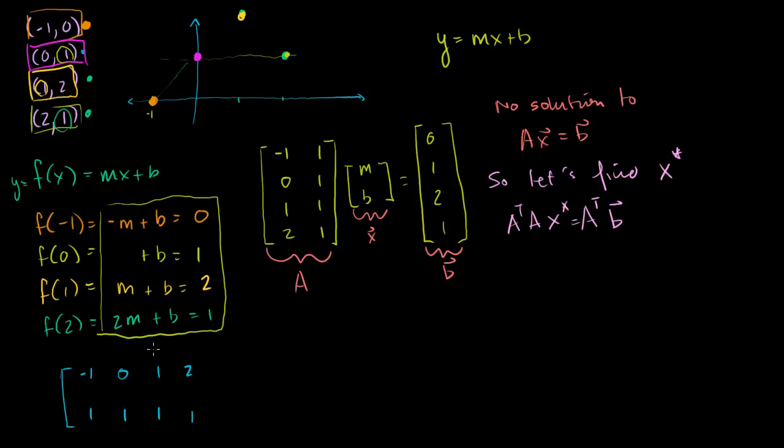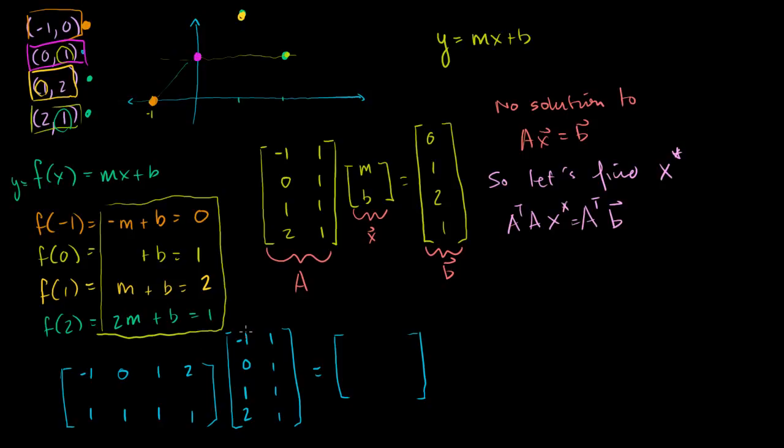This first column becomes this first row. The second column becomes the second row. So we're going to take the product of A transpose and then A. A is that thing right there, minus 1, 0, 1, 2, and then we just get a bunch of 1s. So what is this equal to? We have a 2 by 4 times a 4 by 2, so we're going to have a 2 by 2 matrix.